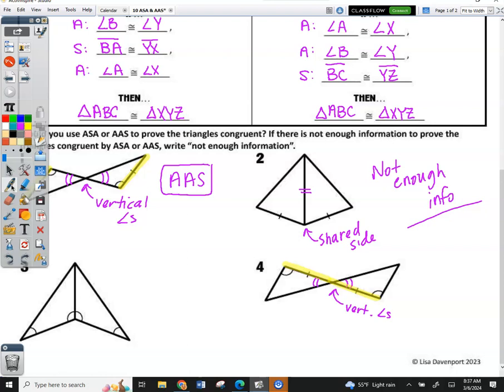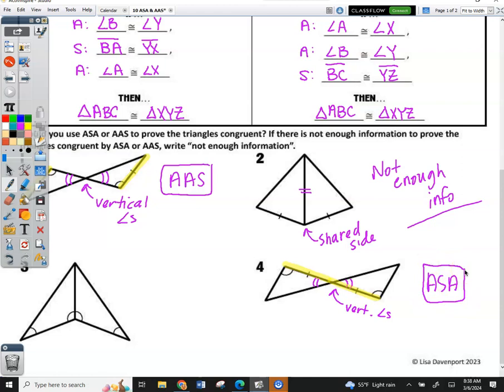Yes. Do you notice when you highlighted the side that you touched both congruent angles here, and then over here you touched both congruent angles? So this is definitely an angle side angle problem. So now I've worked one of each.